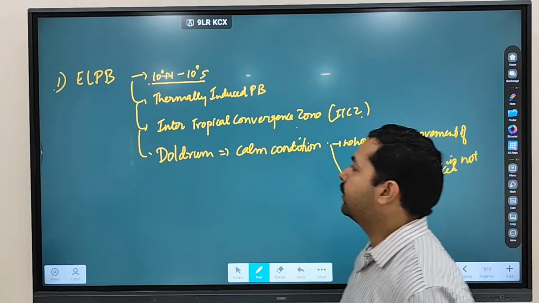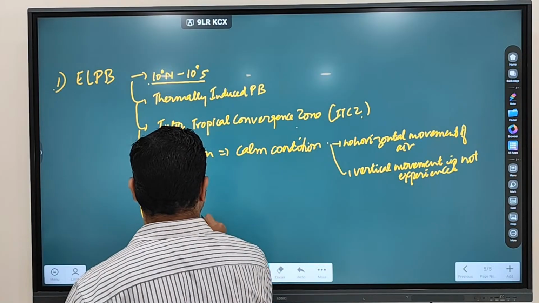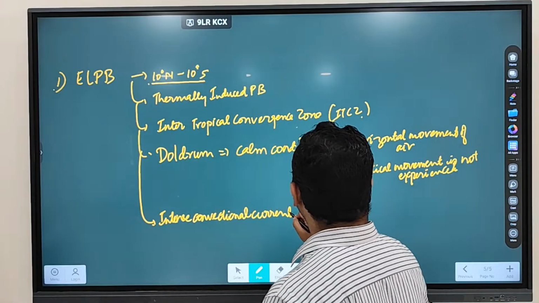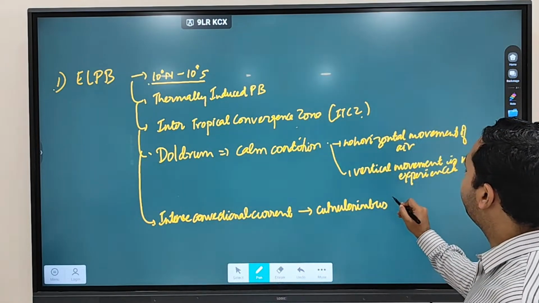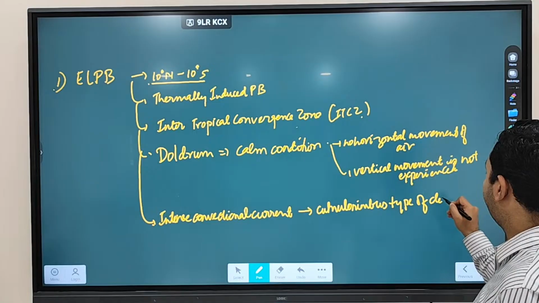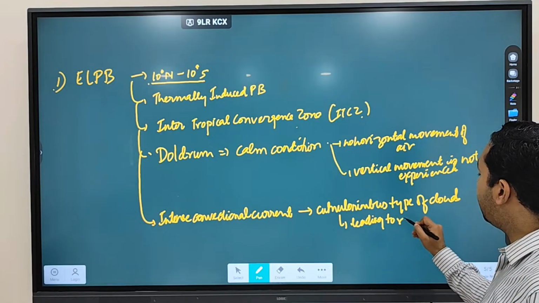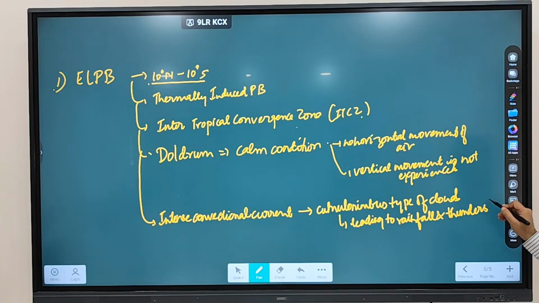Another important thing: since intense convectional currents are there, you'll see formation of cumulonimbus type of cloud, leading to rainfall and thunderstorm. Since intense convectional currents are there, which type of clouds are being formed? Cumulonimbus.